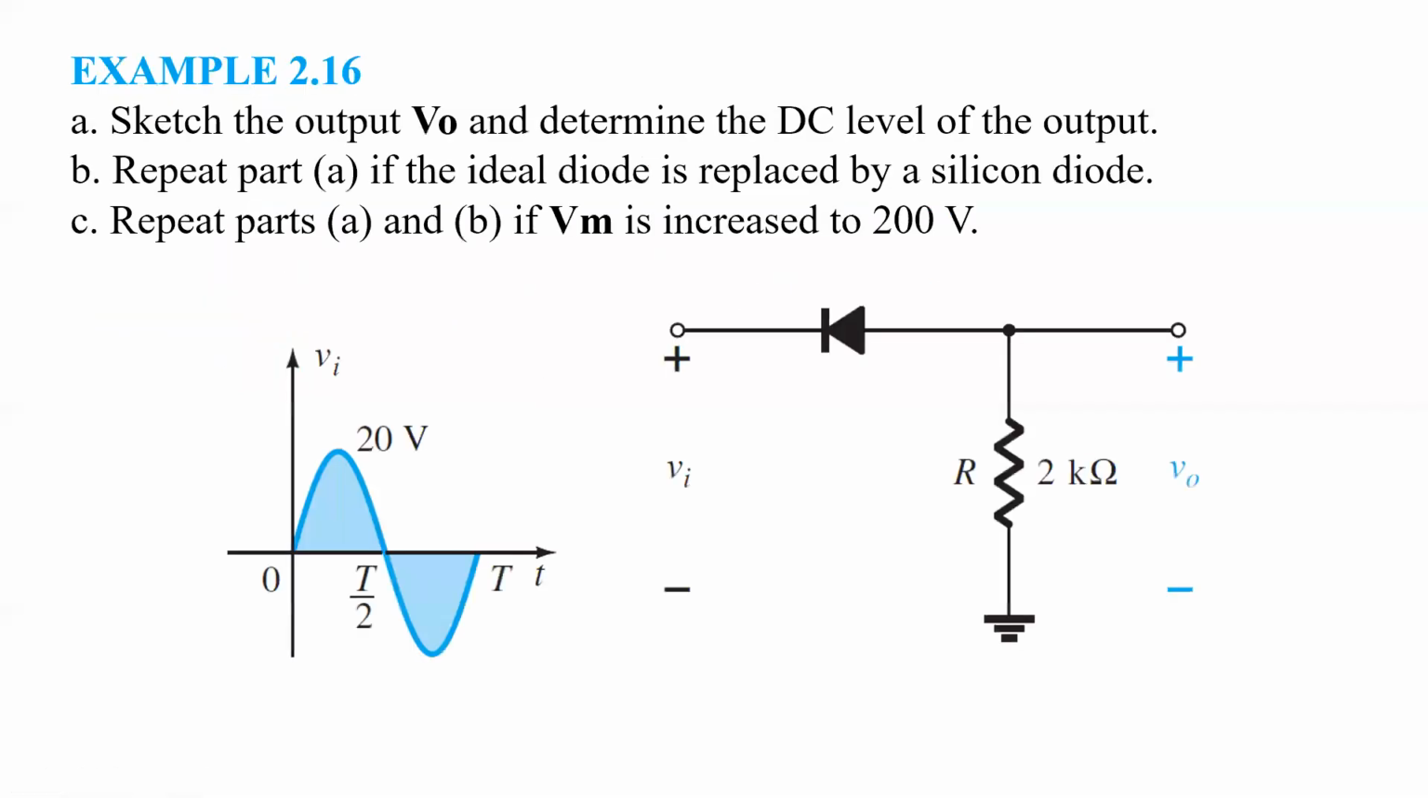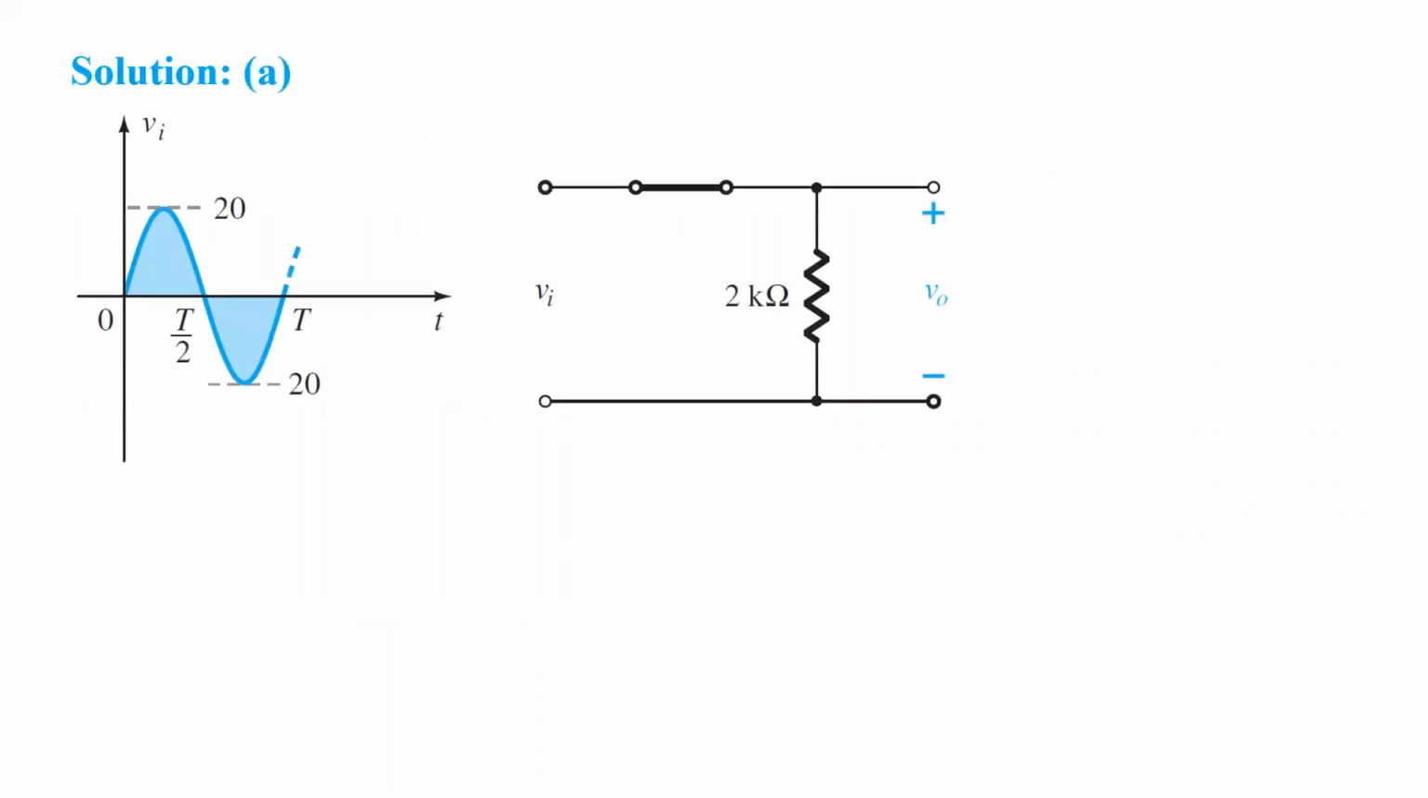See, for the first half cycle, current will try to go clockwise, like this. But can it go? No, because your diode is reversed. The diode is blocking that. So what will happen? This short circuit will become open now. So no current can go, and if no current can go, your output will be 0.